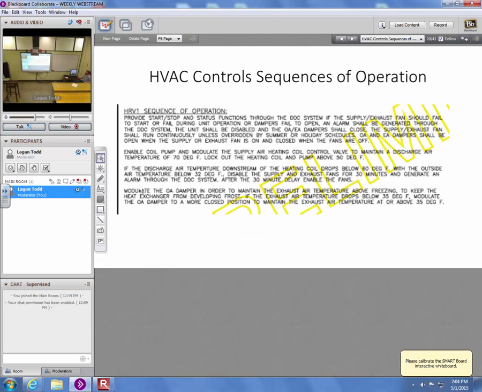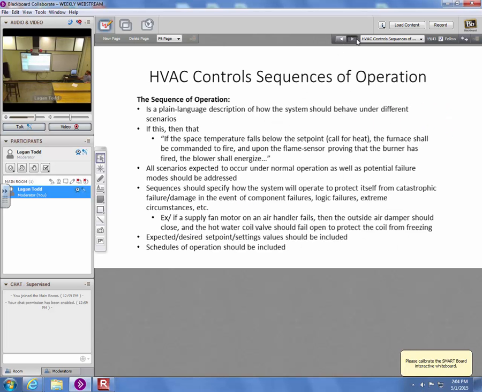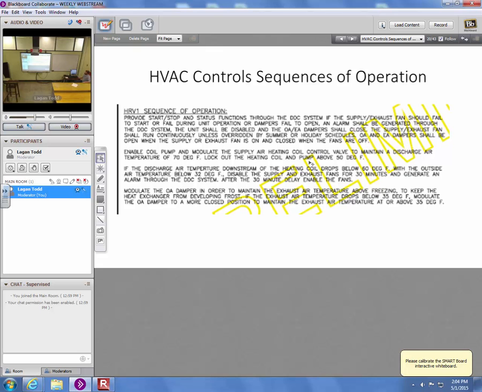So this is an example. This is just a blow up of the sequence of operation that was for this HRV. So you can see it says provide start, stop, and status functions to the DDC system for the supply exhaust fans. So just saying, tell us what the fan status is. Monitor the fan status with a binary input, and always be aware of reporting, is the fan running or not.